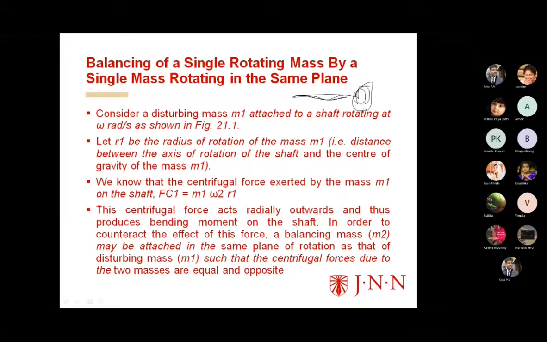To avoid that, one more equivalent mass is added on the other side. Once equal masses are added on both sides, the vibration reduces, the centrifugal forces reduce, and the bending is completely avoided. This is called balancing of rotating masses. To balance, we rotate the balancing mass where it is equal. It is simple.